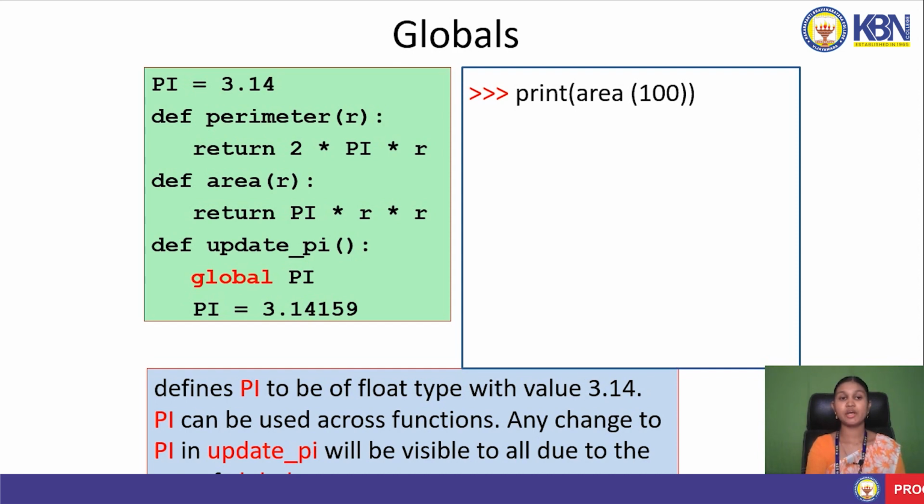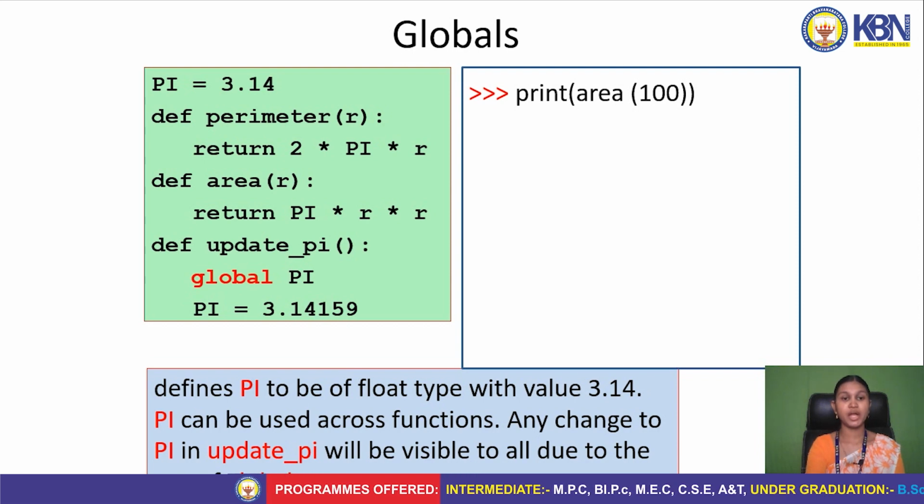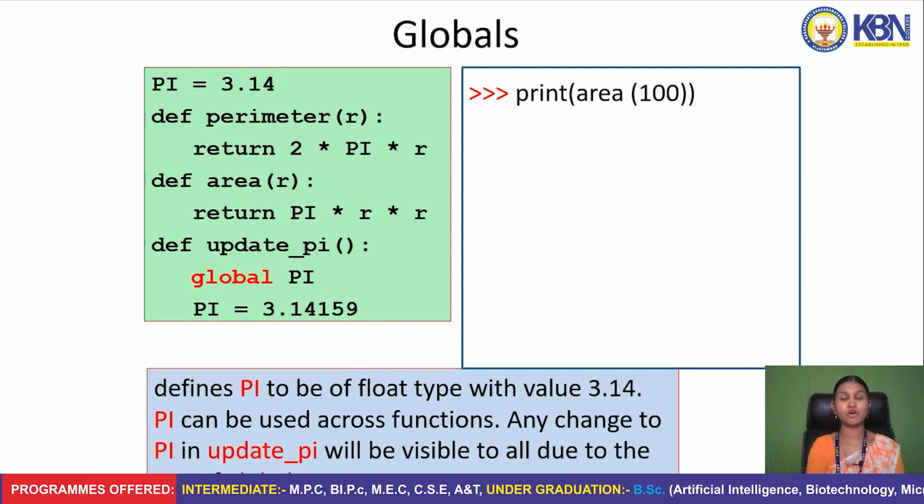In this update function, I have to declare a global keyword. Finally, the pi value should be updated. Here I define pi to be a float data type. Why is it a float data type? It is a single precision floating point number and it can be used across functions. Any changes to pi in the update function will be usable. Any changes you make in pi values will be automatically updated to the pi value.